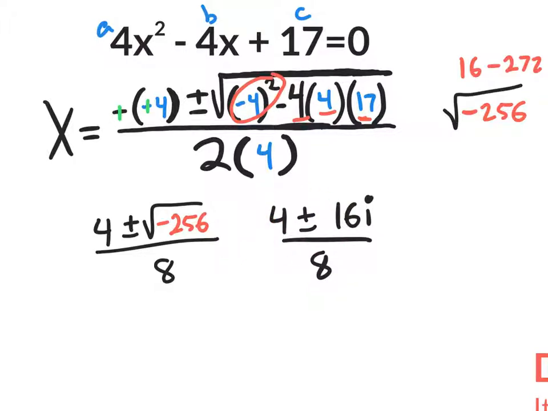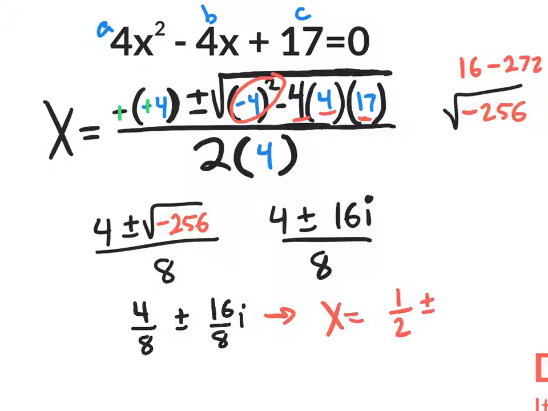But because we have an i involved, we can't just reduce it and leave it as a fraction. You're going to have to separate it anyway. So we might as well separate each of these by the divisor 8. We're going to rewrite this as 4 over 8 plus or minus 16 over 8 with the i on the second one. So our final answer, x equals 4 over 8 reduces down to 1/2 plus or minus 16 divided by 8 is 2 with an i.